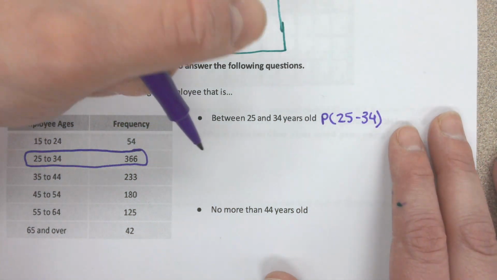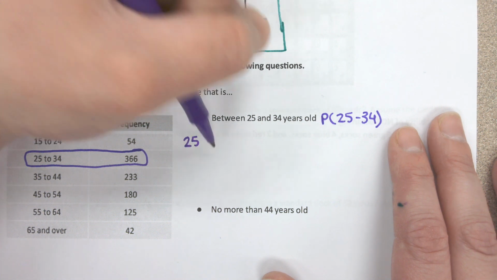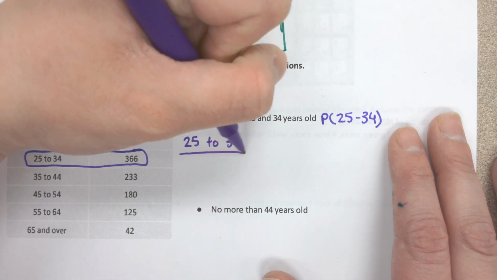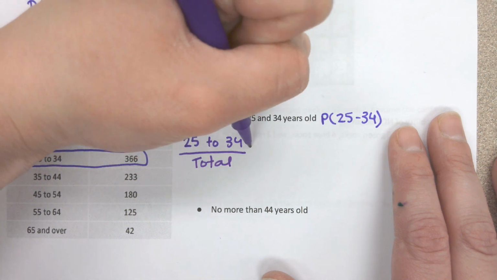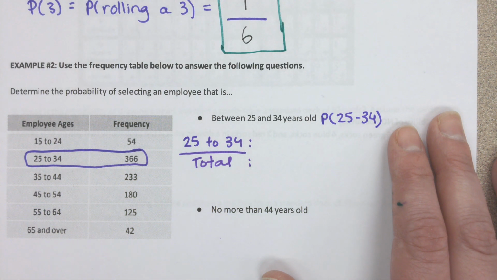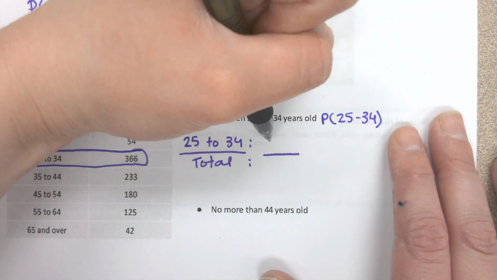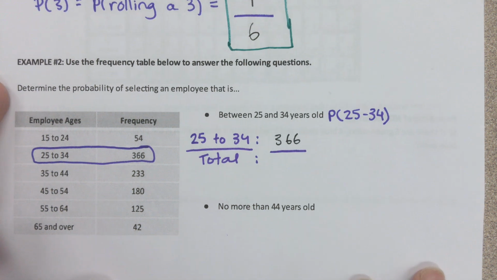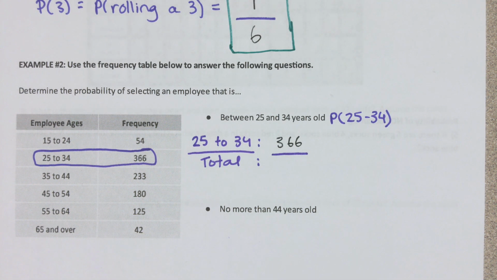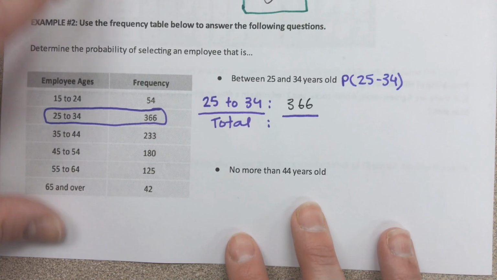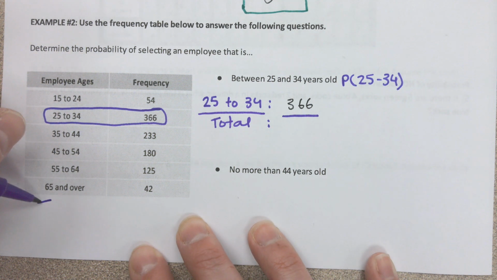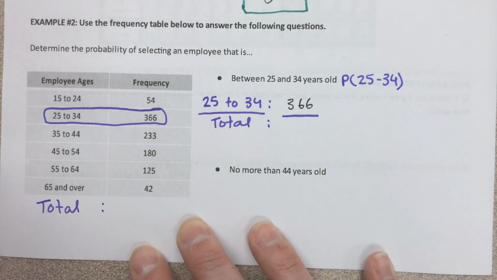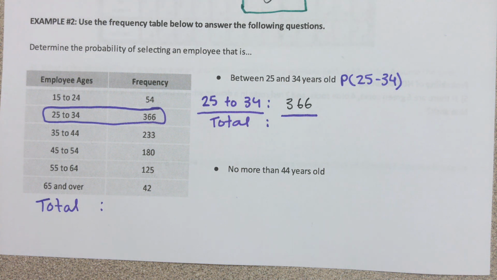To make our fraction, we have 25 to 34 on top, and then the total on the bottom. The top number we already know is 366. We do not know how many people are in this table. That's not given to us, but we can very easily find it. We just add all of these numbers together. And we will do this a lot. Most of the time when we give you a table, we will leave out one or multiple totals.